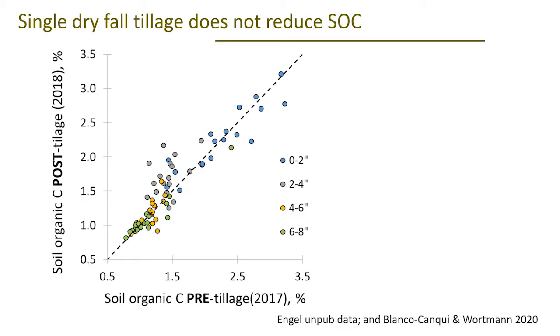One other concern we hear from producers is they don't want to destroy their soil organic matter by tilling in lime. So Rick addressed this by looking at soil organic carbon both pre-tillage in 2017 and post-tillage in 2018. And what he found was actually a perfect one-to-one line where it didn't really matter so much the depth. What he found was that a one-time tillage does not reduce soil organic carbon. Now, it might hurt other things like aggregates, but it did not hurt soil organic carbon. So one-time tillage might not be that detrimental.